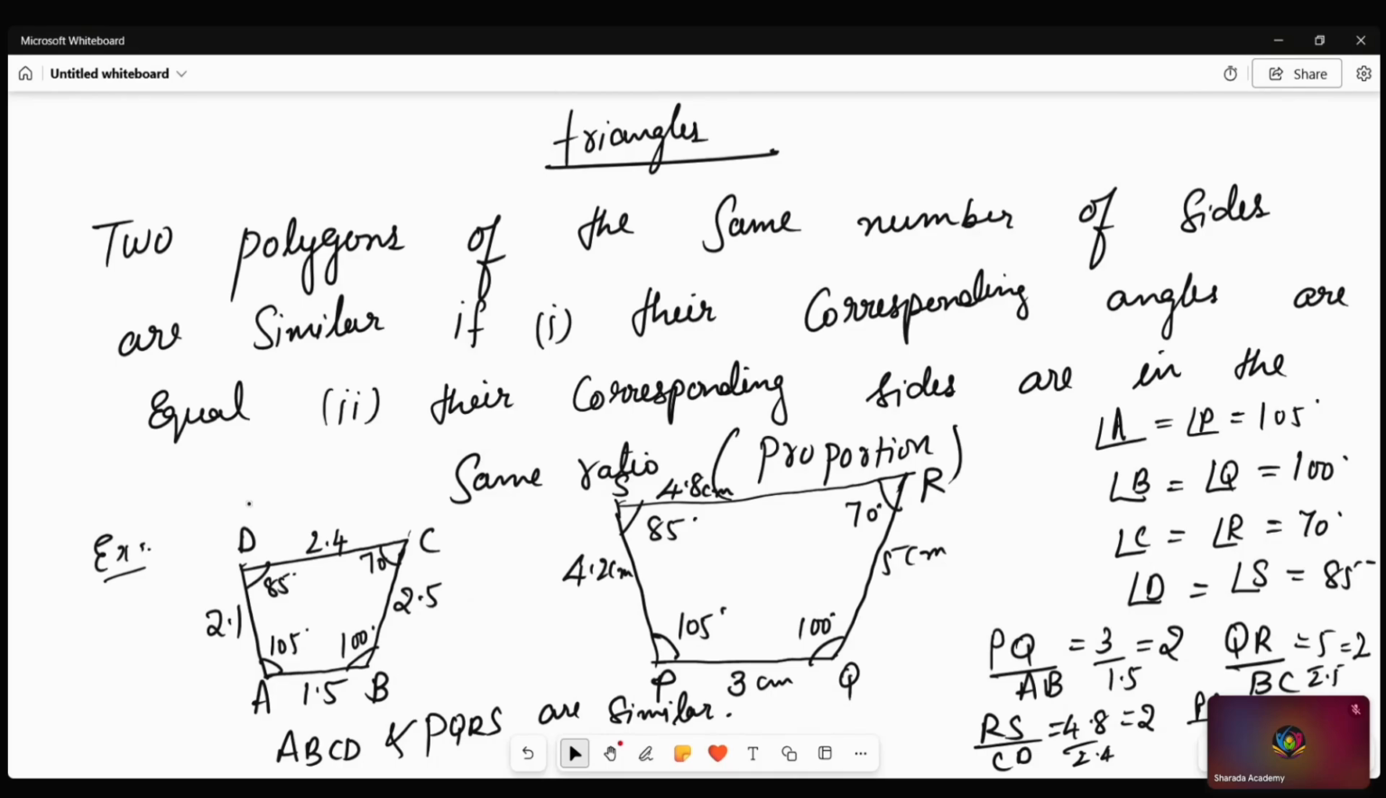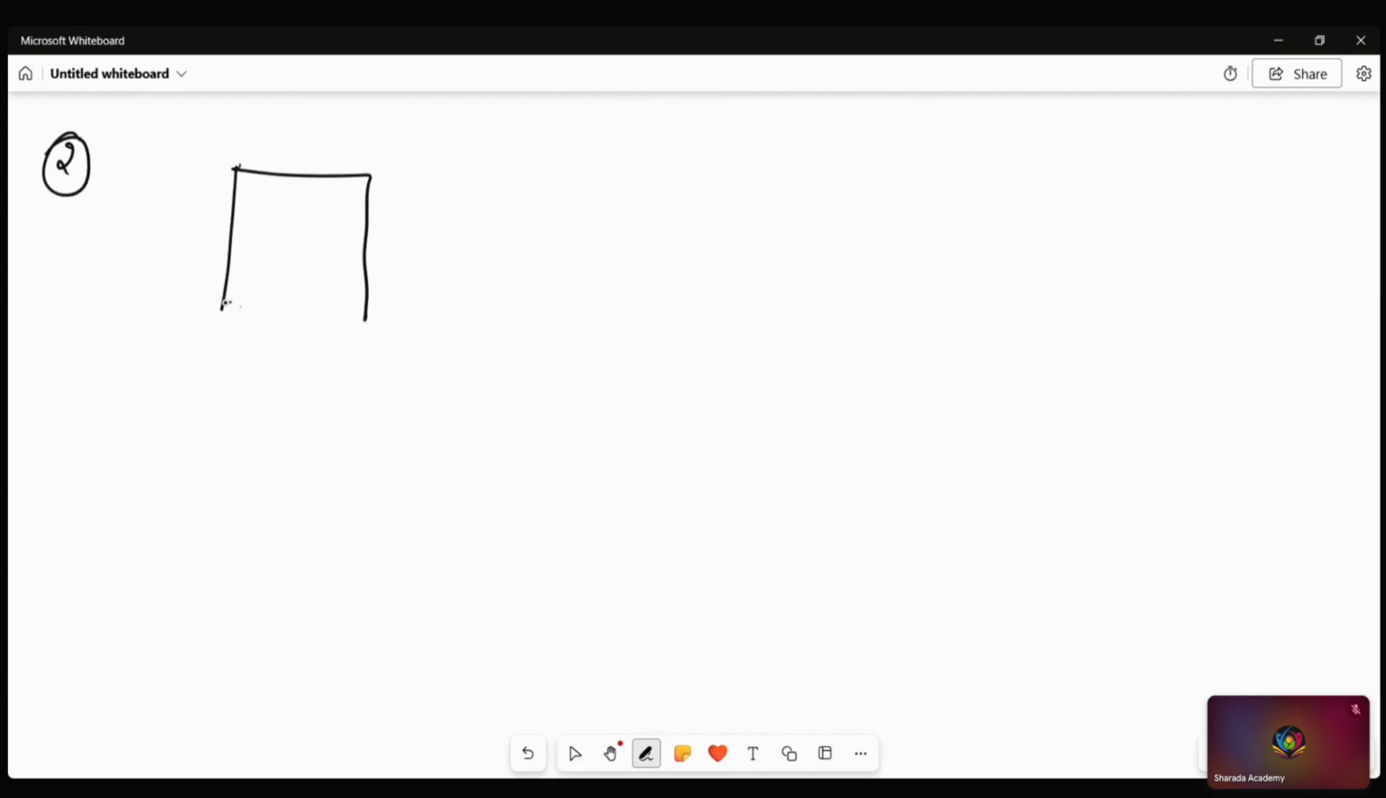Okay. So for similarity, what is the condition here? Corresponding angles should be equal, and the corresponding sides ratios, all the sides ratios, should be equal. Then we say that the two figures are similar. Clear, right? This one. Once you understand these basic things, problems will become very easy to do. See that and tell me whether they are similar or not. Okay.